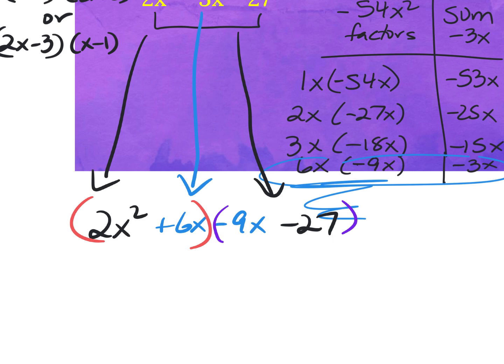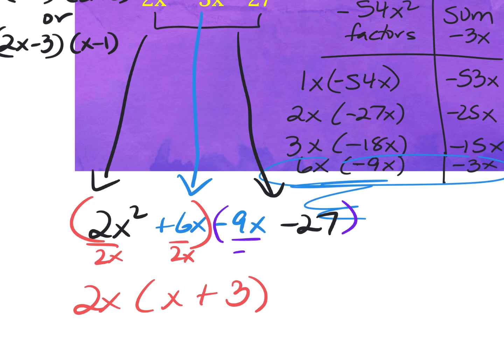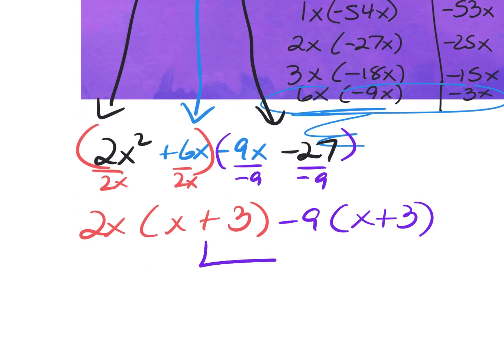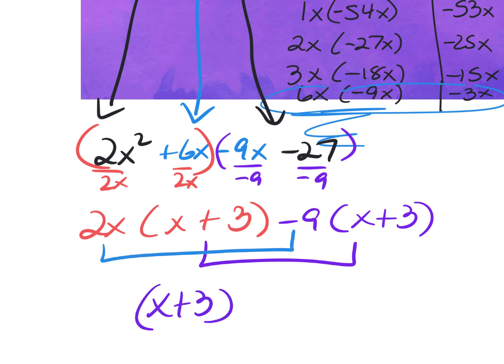And again, my greatest common factor of the red is going to be a 2x. So divide. My greatest common factor of the purple group, if you pull out a +9, the signs aren't going to be correct. So my GCF is actually going to be a -9. So I end up with the x plus 3 as the result of the division. And now that we have the same here, that's your first binomial. And then you put the two GCFs that you divided by in your second binomial.